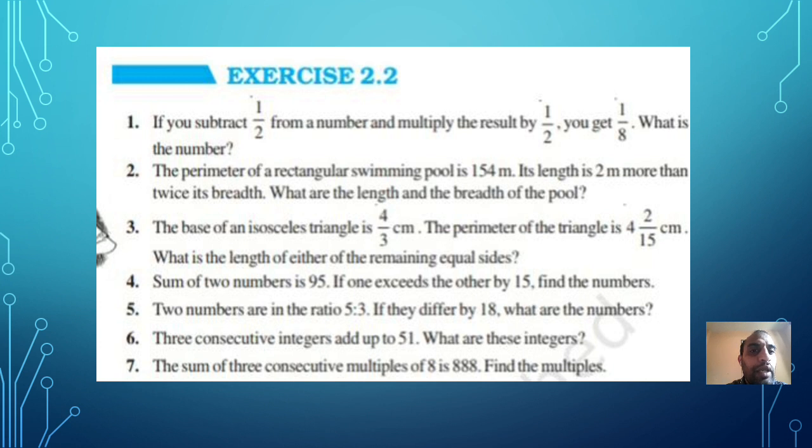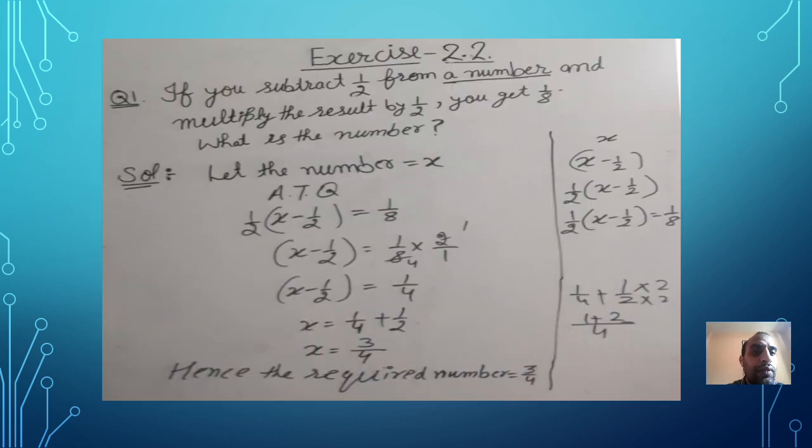Question number 1 you have: if you subtract 1 upon 2 from a number and multiply the result by 1 upon 2, you will get 1 upon 8. What is the number? Similarly you have 2-3 questions downside. So let's see the first question first with both methods. First I am taking the transposing method.